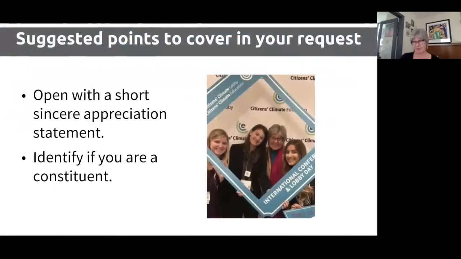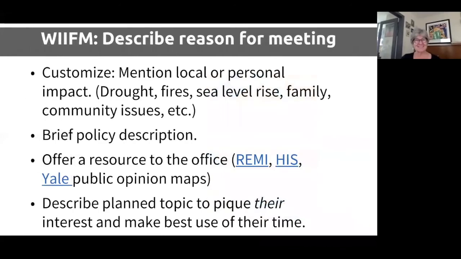Some points to cover. Your request should have a very short appreciation, that's the CCL style, and identify if you're a constituent. That makes you a more important person for their office. And what's in it for me? Describe the reason for the meeting. So you might want to keep it local if you can. Mention a local or personal impact.